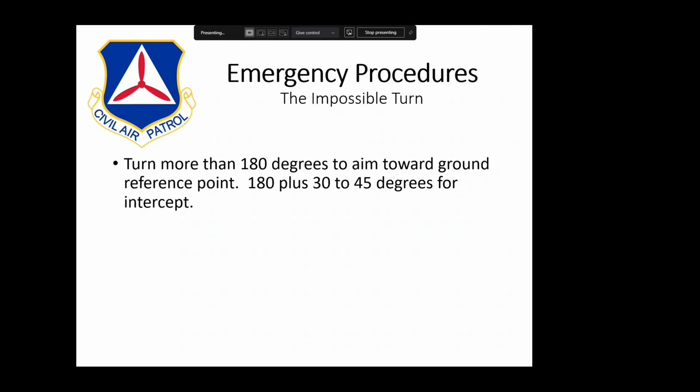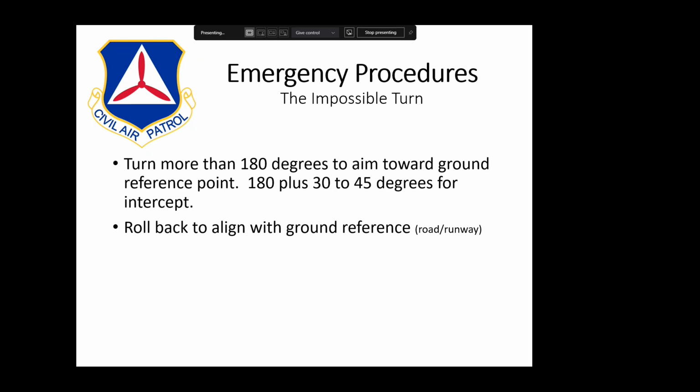So to complete the maneuver at altitude, remember, we were going straight ahead, power to idle, start to turn. You're going to turn more than 180 degrees, because if you turned 180, you wouldn't get to the runway. You would parallel the runway. So you're going to turn 180 degrees plus 30 or 45. And if you have a good reference point, like a long road that you're flying over, you would be intercepting the road at a 30 or 45 degree angle.